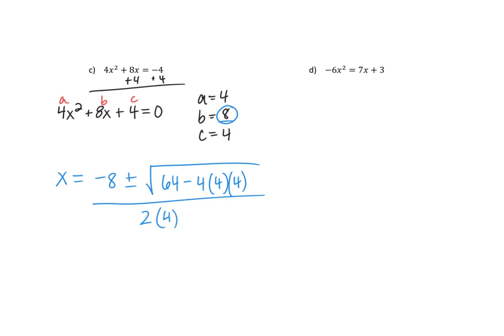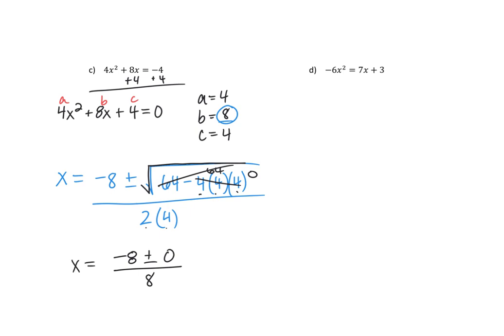And now I need to work that out. Again, I like to write this kind of big, so I take up a lot of space. Order of operations, you need to do inside here first. So 4 times 4 times 4, that is 64. Okay, 64 minus 64 is 0. So now we have -8 plus or minus, I want you to think, what is the square root of 0? Well, that's 0. All over 2 times 4 is 8.